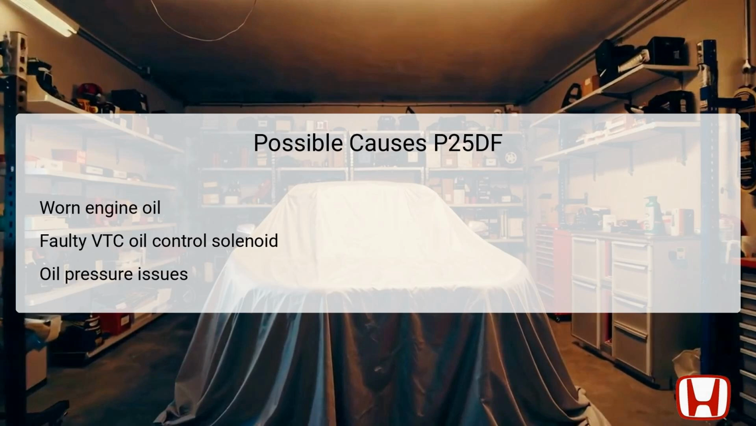Several factors may contribute to the P25DF error code. First and foremost, worn or insufficient engine oil can hinder the VTC system's operation, as oil plays a vital role in hydraulic control. If the oil is old or at an inadequate level, it can lead to increased friction and sluggishness in component movement. Another potential cause is a faulty VTC oil control solenoid, which may not be allowing adequate oil flow to the actuator.